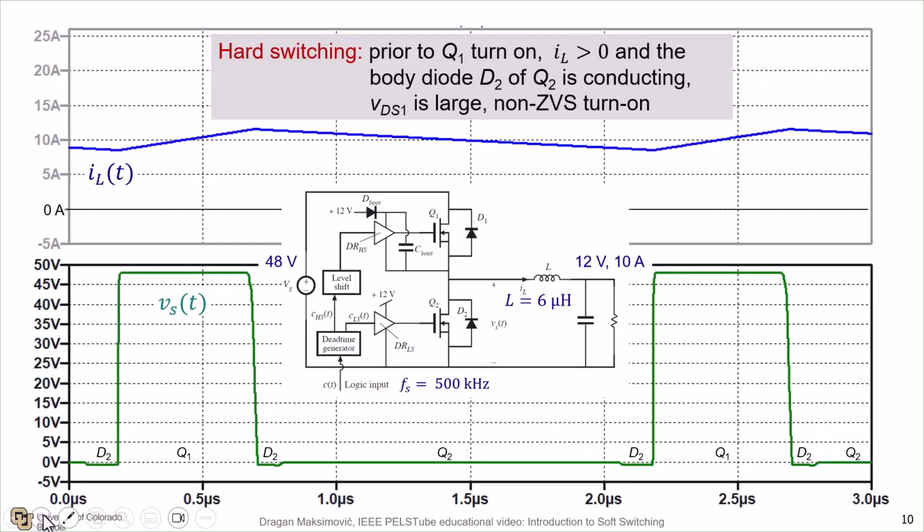All right, so now let's examine where this hard switching problem is really originating from. The root cause of hard switching is that prior to Q1 turn on, the inductor current is positive, and the body diode D2 of the synchronous rectifier or the bottom switch is conducting. Thereby, upon turn on, the voltage across Q1 is large, and we have a non-ZVS turn on that produces a significant amount of switching loss. So how can we mitigate this? What can we do to make this root cause of the hard switching problem go away?